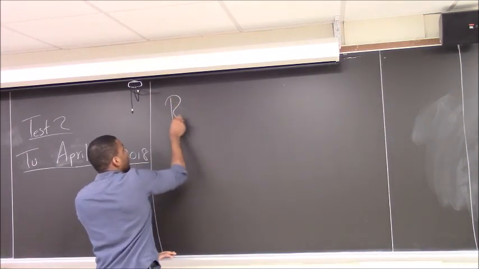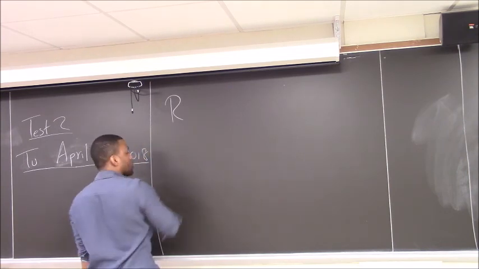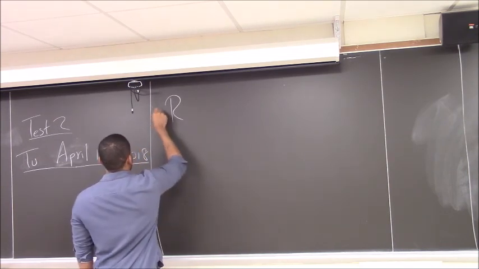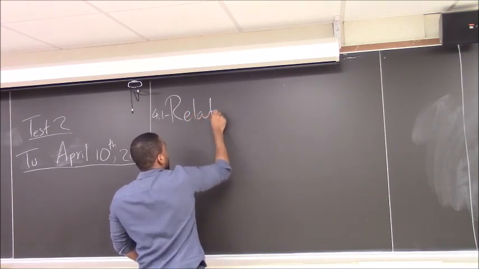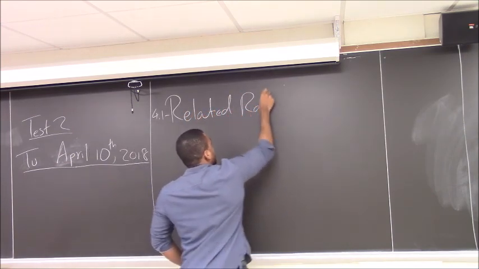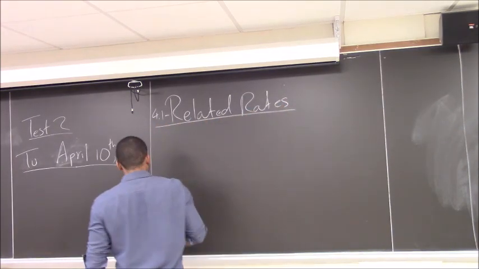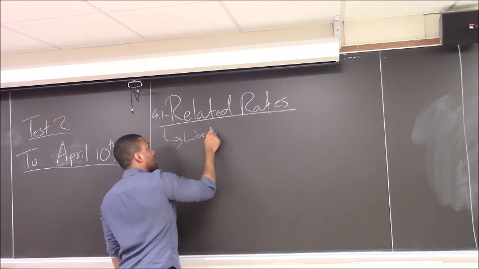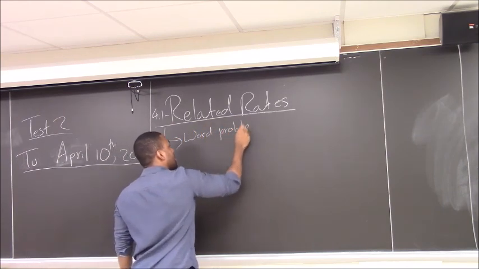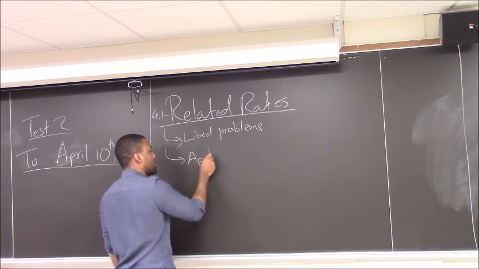So, related rates. I forgot what section this is. I think it's 4.1. Related rates. Right, so one thing you need to remember about related rates is they're going to be word problems. Right? They're also an application of implicit differentiation.